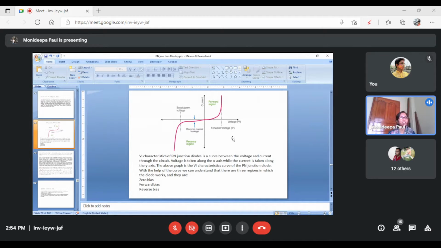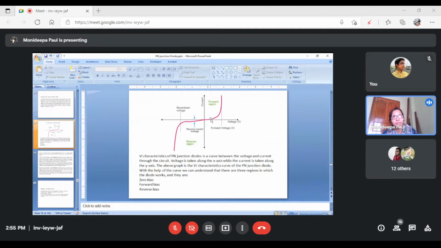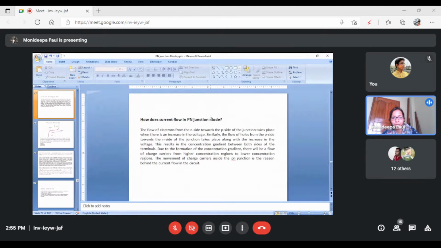If we increase the supply voltage against the potential barrier, we measure the resultant voltage. If the resultant voltage is less, then the diode starts conducting. When the diode is arranged in this manner, there is a reduction in the potential barrier: for a silicon diode 0.7 and for germanium 0.3. When you increase the voltage, the potential barrier voltage decreases. Because here you see the figure.